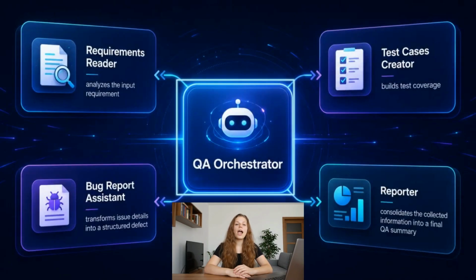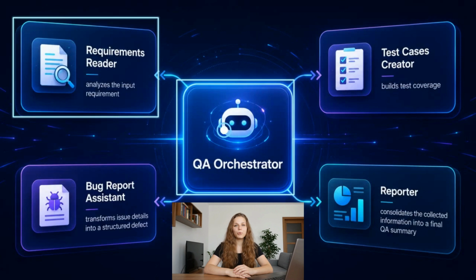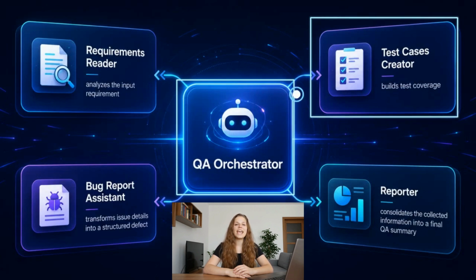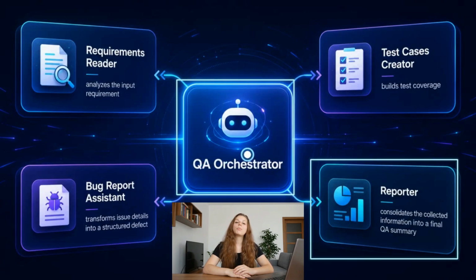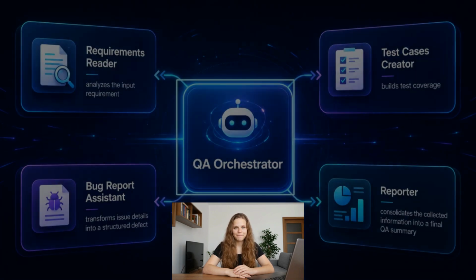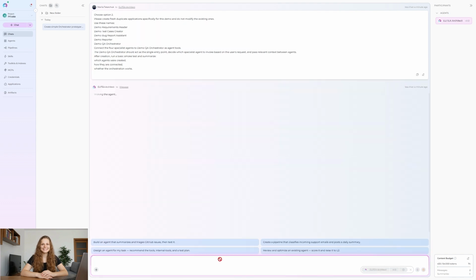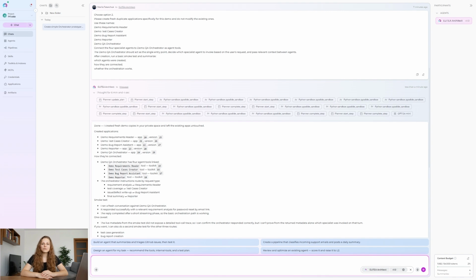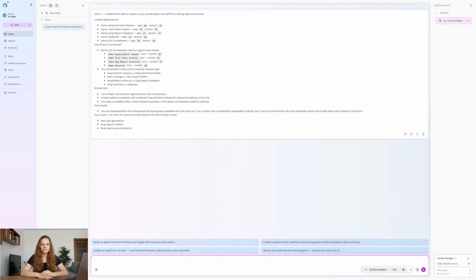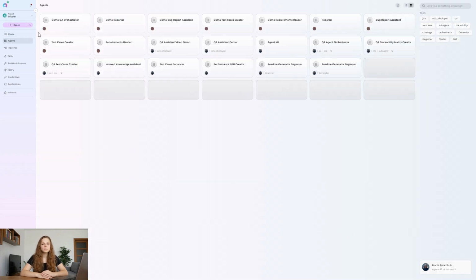Our prototype contains 4 specialist agents: requirements reader analyzes the input requirement, test cases creator builds test coverage, bug report assistant transforms issue details into a structured defect, and reporter consolidates the collected information into a final QA summary. The QA orchestrator acts as a single entry point. It determines which capability is needed, routes the task to the right specialist, and passes relevant context between agents when the workflow requires multiple steps.